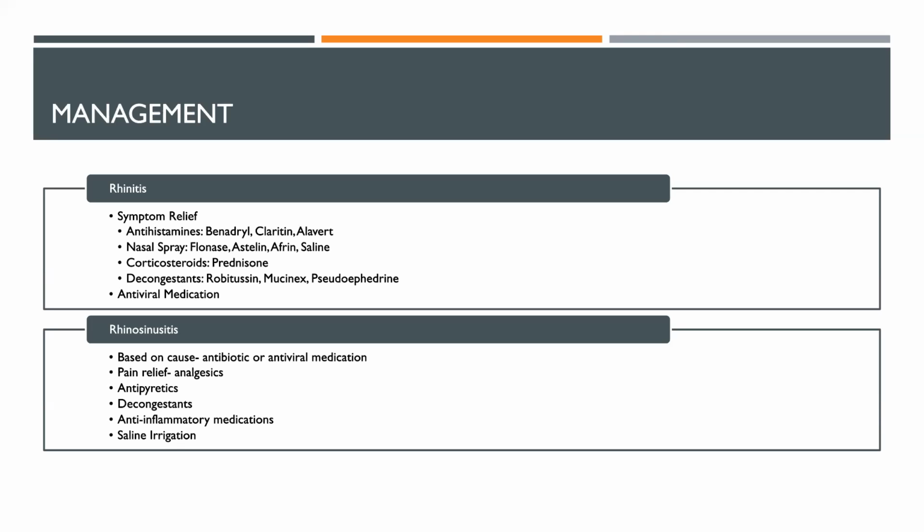Rhinosinusitis is treated based on the cause. So if it's a bacterial infection, we would provide antibiotics. If it's a viral infection, we could provide antiviral medication. For pain relief, we could provide analgesics. We can also provide antipyretics, decongestants, anti-inflammatory medications, and saline irrigation.